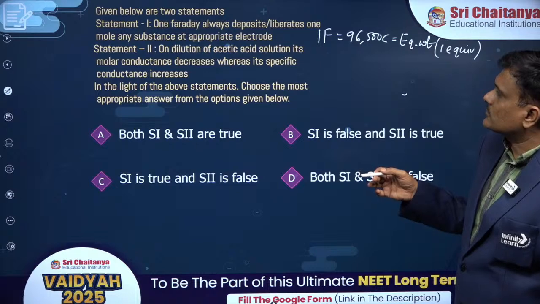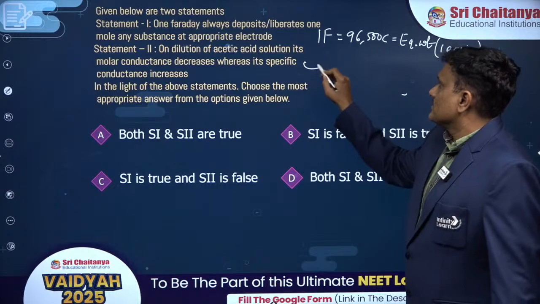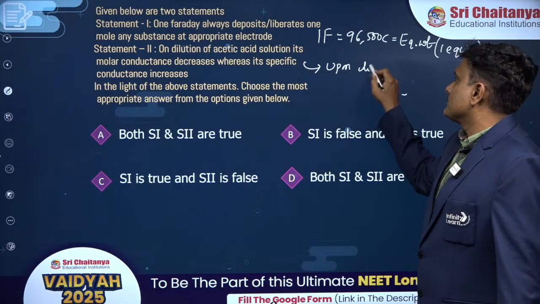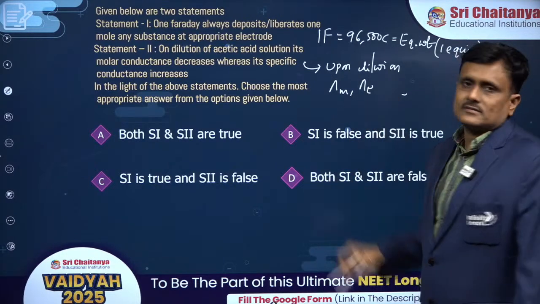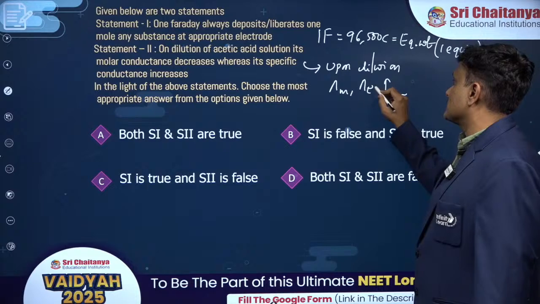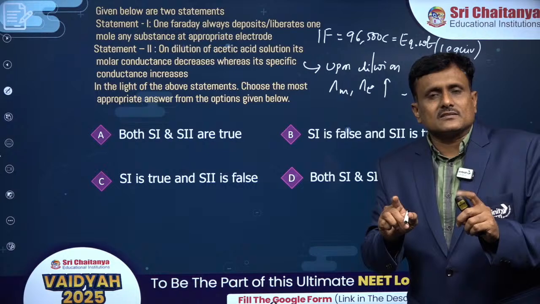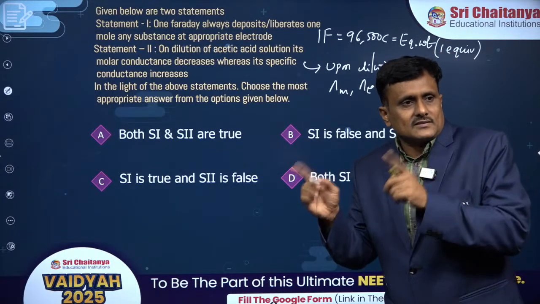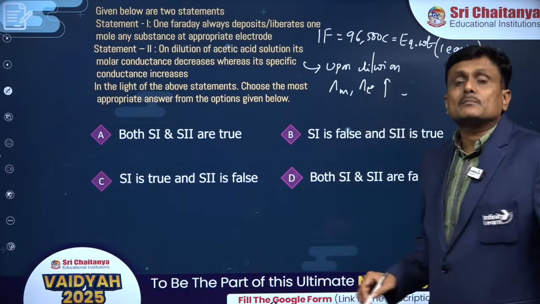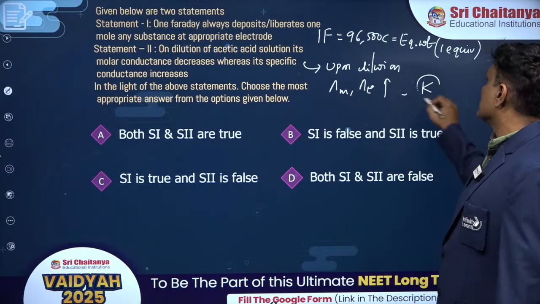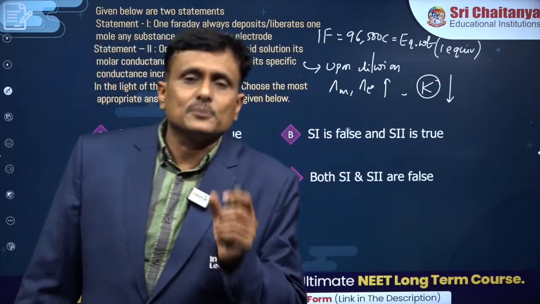On dilution of acetic acid solution, its molar conductance decreases, specific conductance not at all. Remember, always upon dilution, molar conductance and equivalent conductance increase because there are more number of ions which are formed, isn't it? Upon dilution, alpha, the degree of dissociation, increases, concentration of ions increases, therefore conductance increases. But specific conductance or conductivity decreases because number of ions per unit volume decreases.